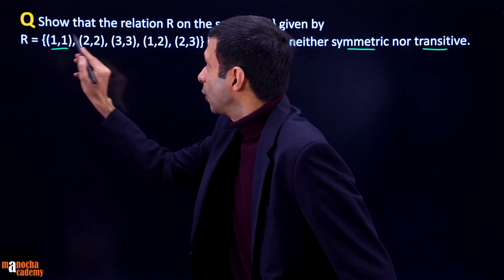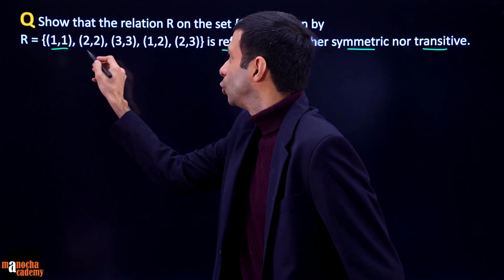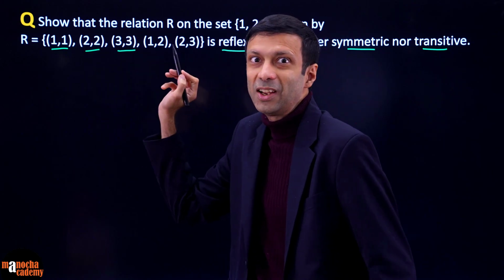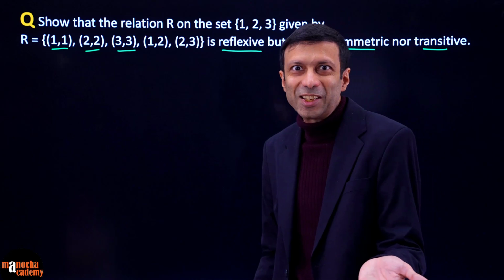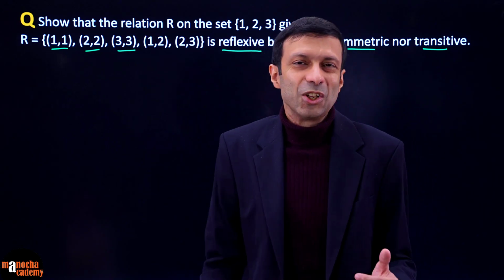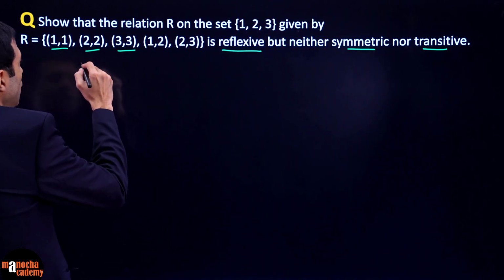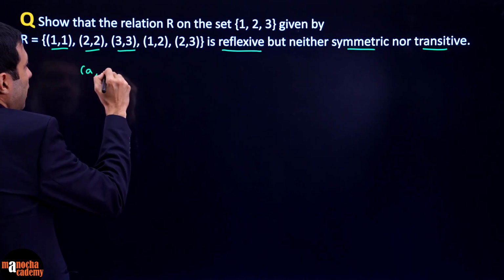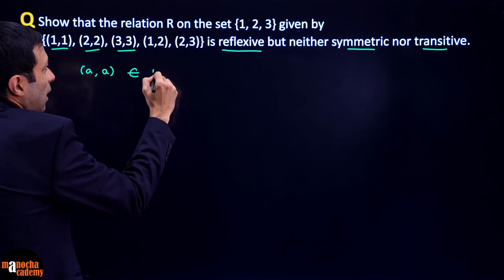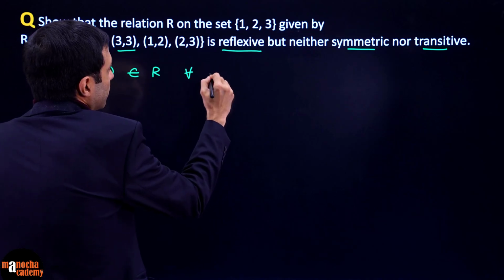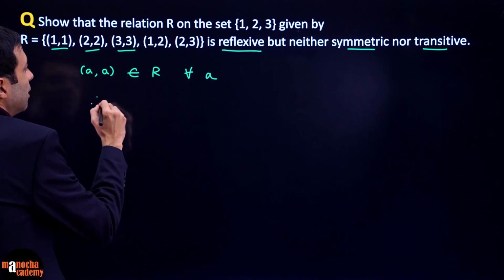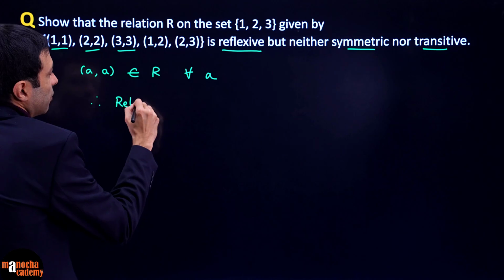Absolutely. You can see 1, 1 is present in the relation, 2, 2 is also present, 3, 3. So what do you think? Is the relation reflexive? Yes, right? So we can say that given all these are present, (A, A) belongs to the relation for all your A. So therefore we can see the relation is reflexive.